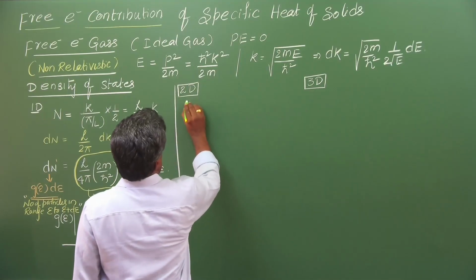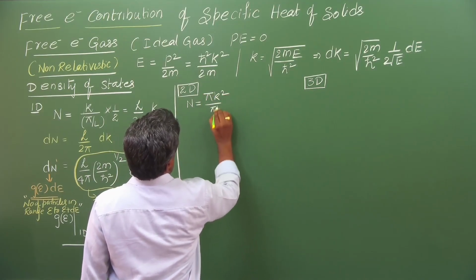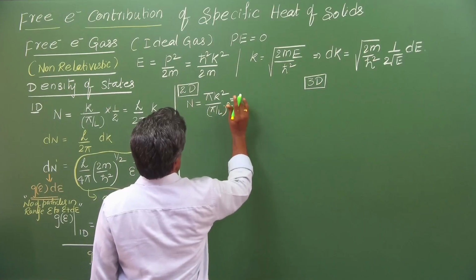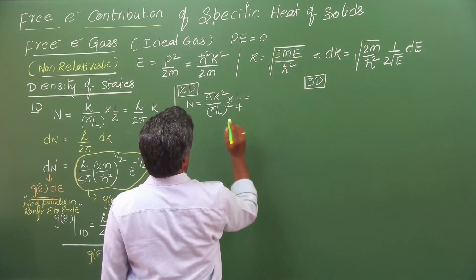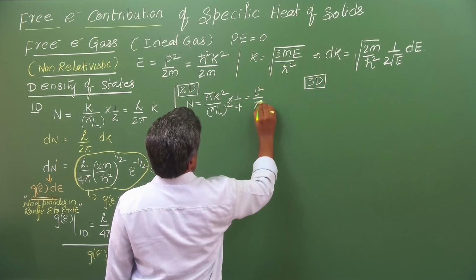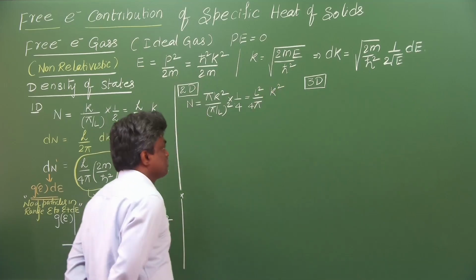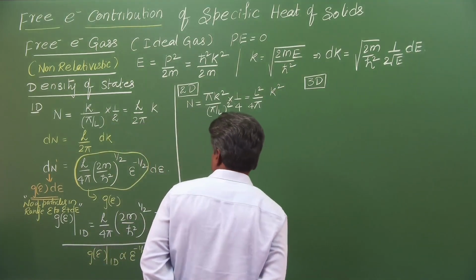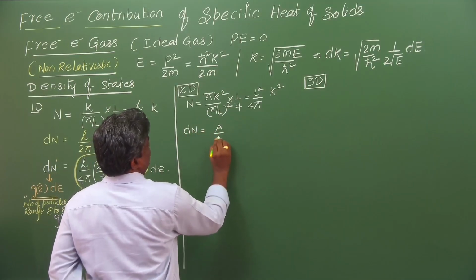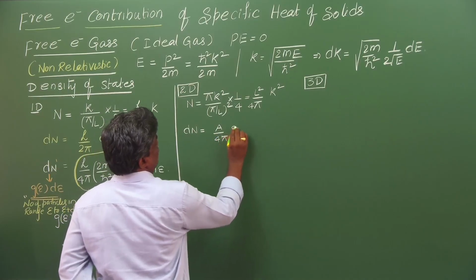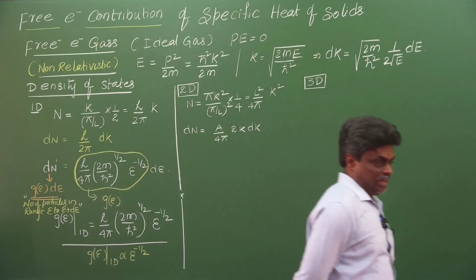For 2 dimension, n equals the area pi k square divided by (pi by L) whole square. Make it fast, please. And for valid states, you have to multiply with 1 by 4. So this is L square by 4 pi into k square. L square you can write as area. dN equals area by 4 pi into 2k dk. Please substitute that 2k dk.